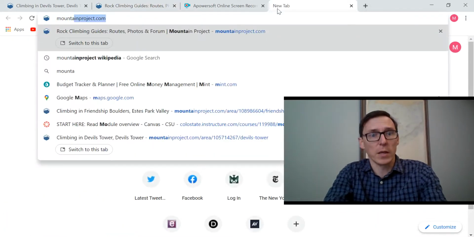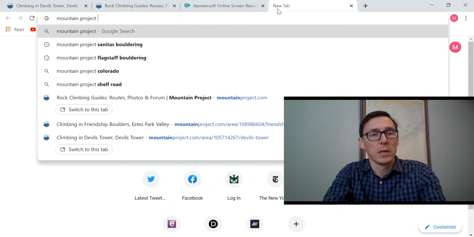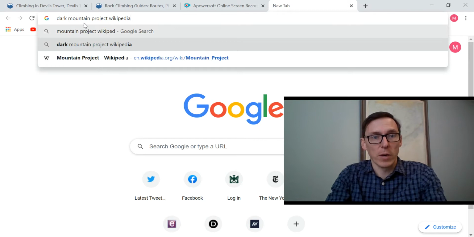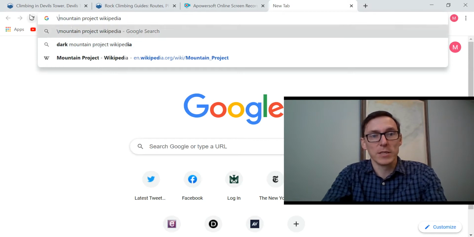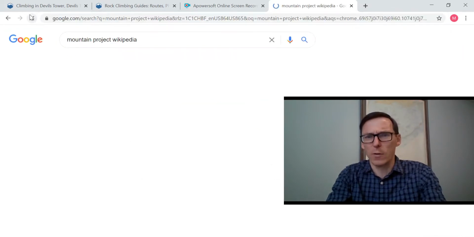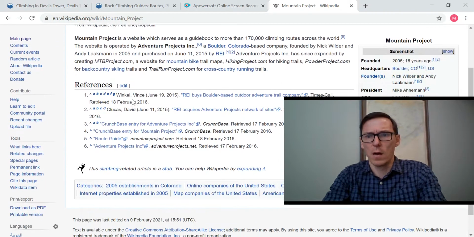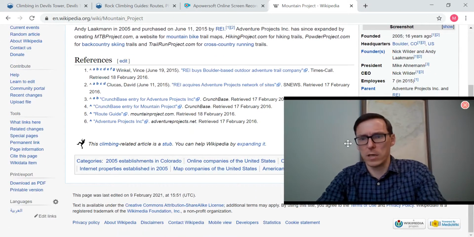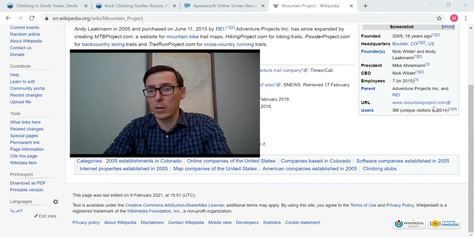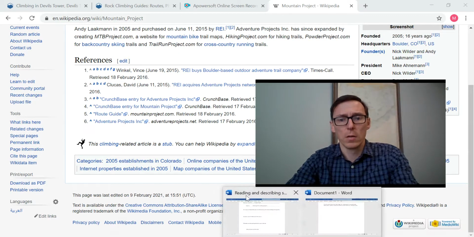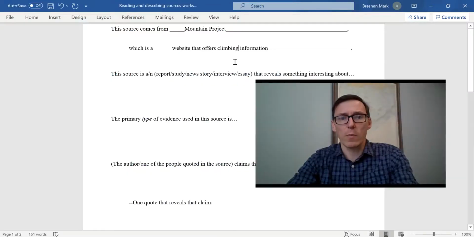I could also do something like search Mountain Project Wikipedia, not Dark Mountain Project, just Mountain Project, to see, is this website what it says it is? And it looks like it is. Also, one of the things that this shows me is it's pretty popular. This is old information, but it's used pretty frequently. Okay, so this source comes from Mountain Project, which is a website that offers climbing information.